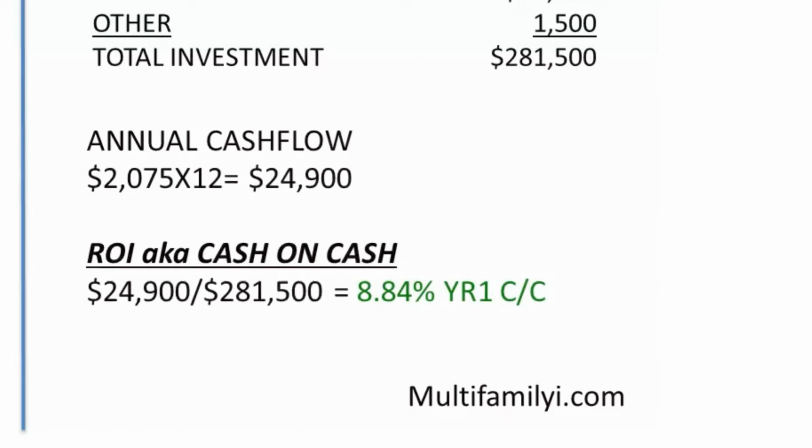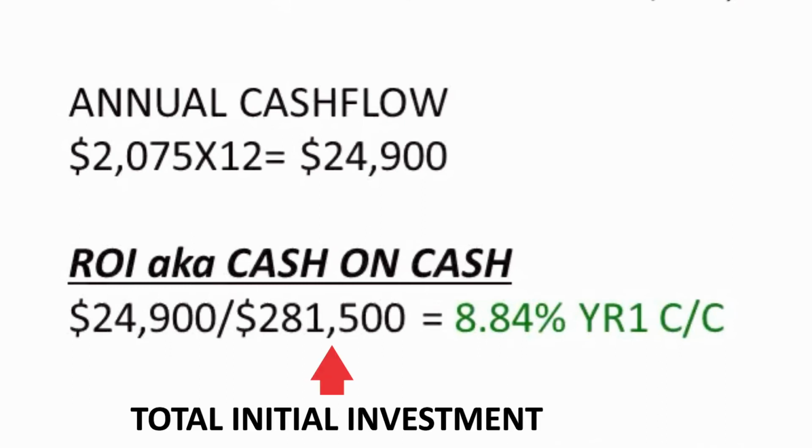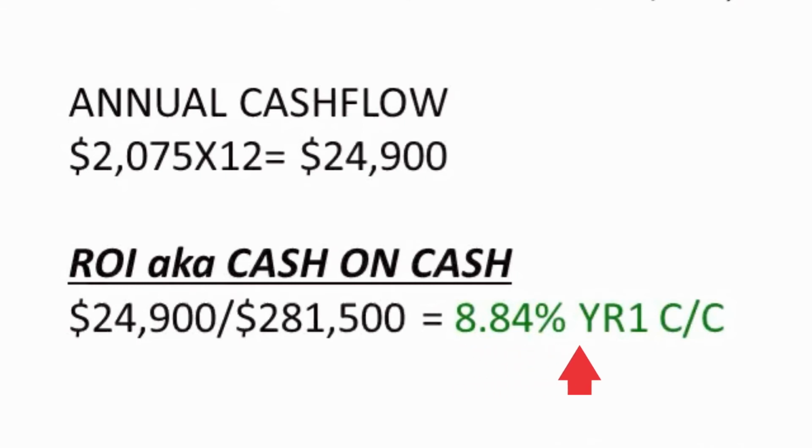Well, now what is that as a percentage, right? How does my cash on cash return, my return on investment look? Well, you have to take that free cash flow you're generating and divide that over your total initial investment into the property. And that's going to get you your year 1 cash on cash return, return on investment for that year. It's a static look at the property. So in this particular property, the cash on cash return, return on investment for year 1 is 8.84%.